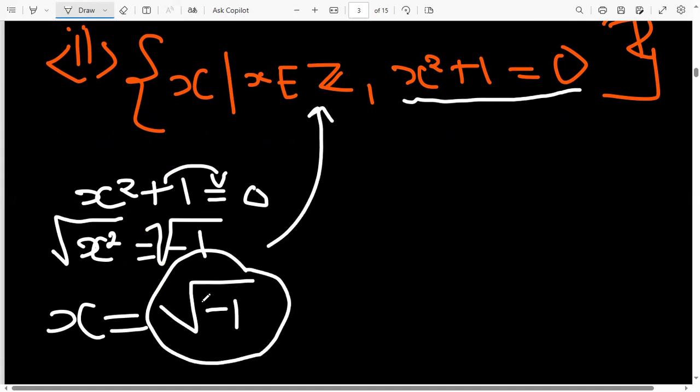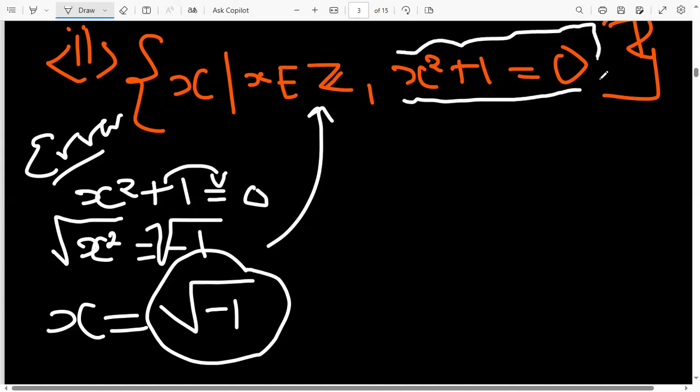But the square root of minus 1 is not an integer. It's not a real number. If you punch it on your calculator, you get an error, because the square root of minus 1 is not a real number. This is a complex number. So this equation has no solution when we are in the integers. If we were in the complex numbers, this would be a solution, but here we have real integers. So x squared plus 1 equals 0 does not have a solution.